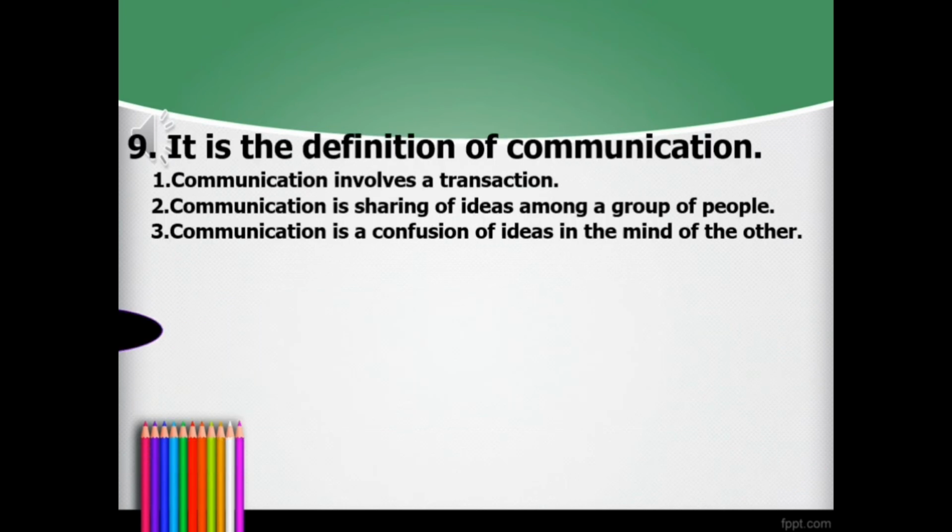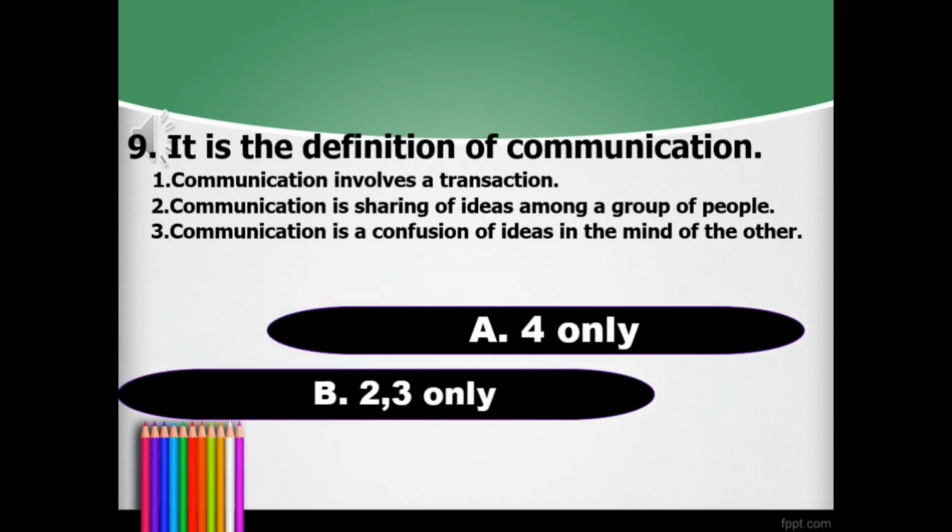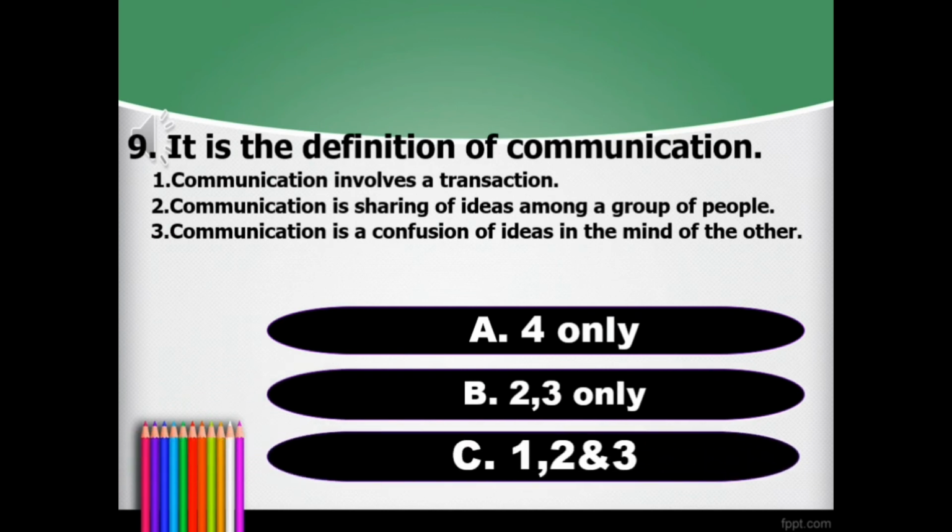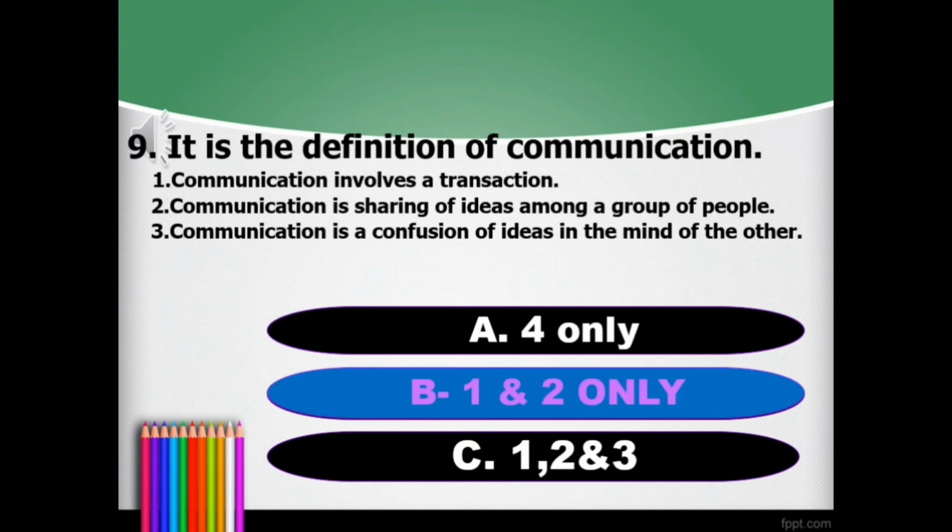Now let's proceed to number 9. It is the definition of communication. 1. Communication involves a transaction. 2. Communication is sharing of ideas among a group of people. Or number 3. Communication is a confusion of ideas in the mind of the other. Which from the group of numbers is correct? Is it letter A, 4 only? B, 1 and 2 only? Or C, 1, 2, and 3? Oh yes, precisely. That's letter B, 1 and 2.